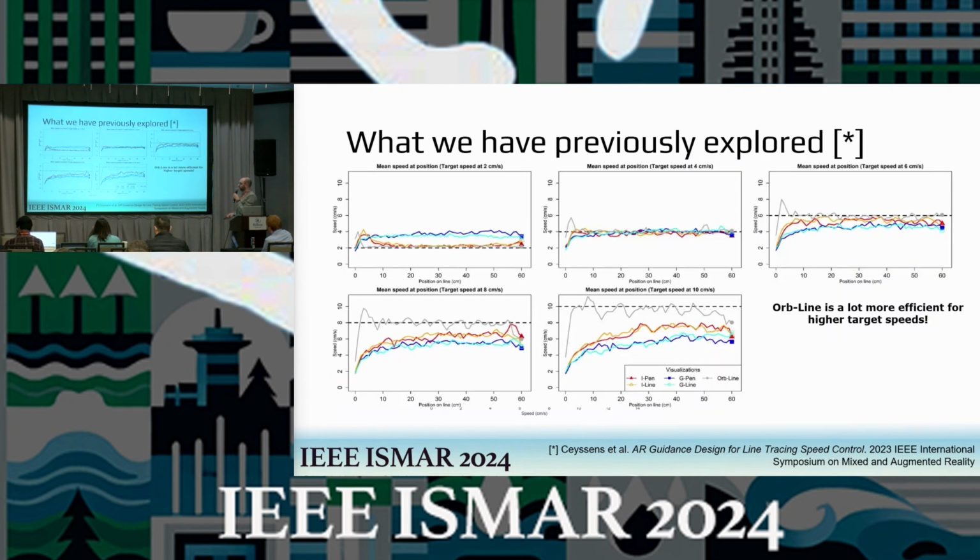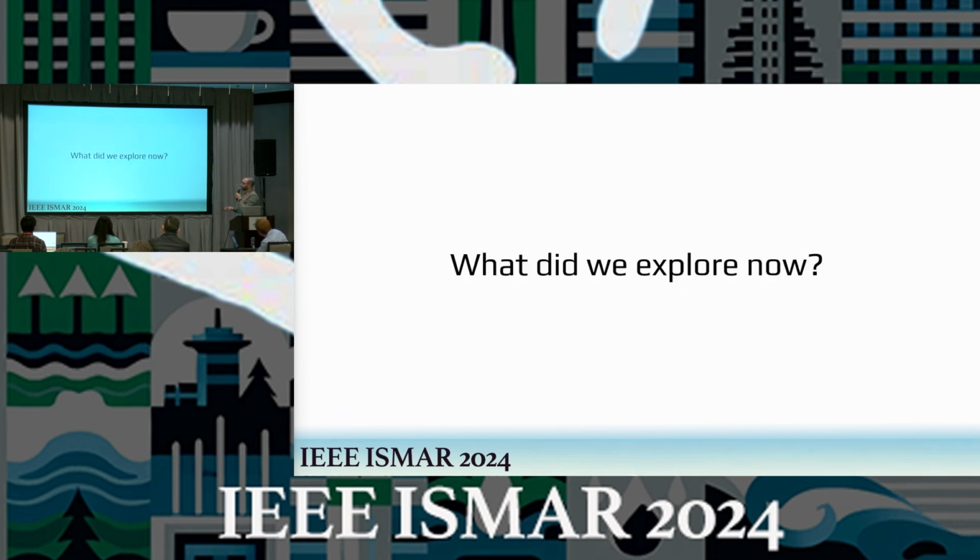So there was one big problem that meant we had to do some additional research, namely that at the start of the activity, you have this huge jump in speed. That's because people are trying to catch up to that orb that's already moving, which means you're doing this entire part at the start completely wrong. So what do we explore now? And now the art of timing is going to start making sense very soon.